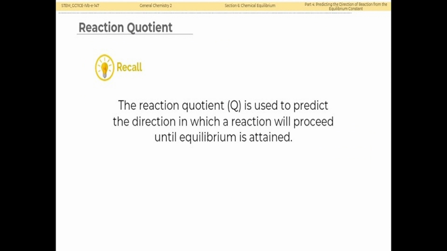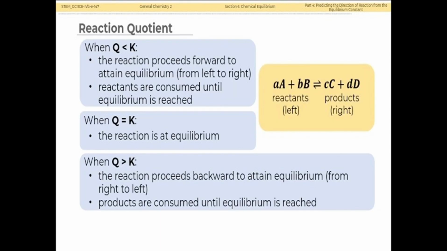In the previous lesson, we learned that the reaction quotient, or Q, is used to predict the direction in which a reaction will proceed until equilibrium is attained. When the reaction quotient, or Q, is less than the equilibrium constant, or K, the reaction proceeds forward or from left to right to attain equilibrium. This means reactants are consumed until equilibrium is reached.